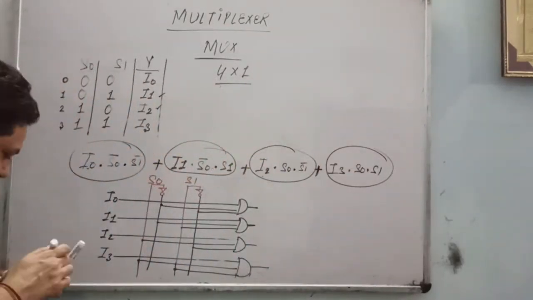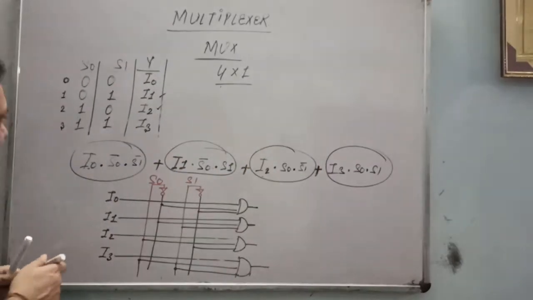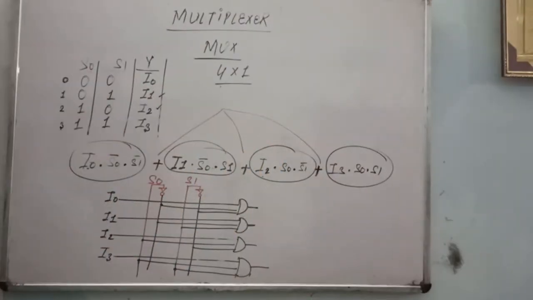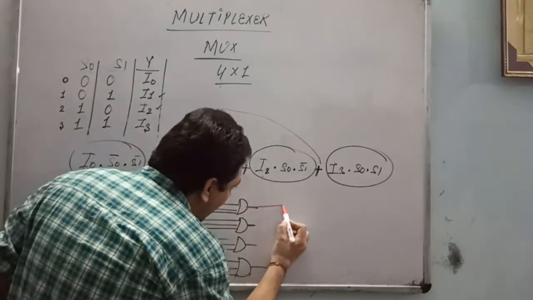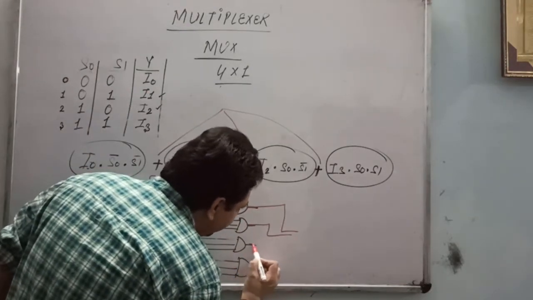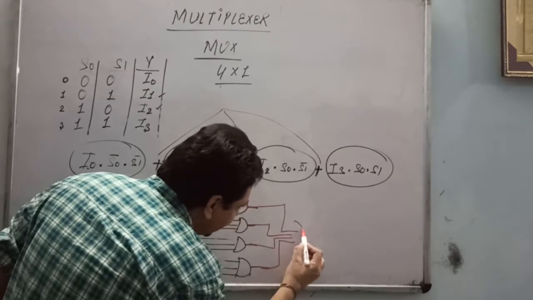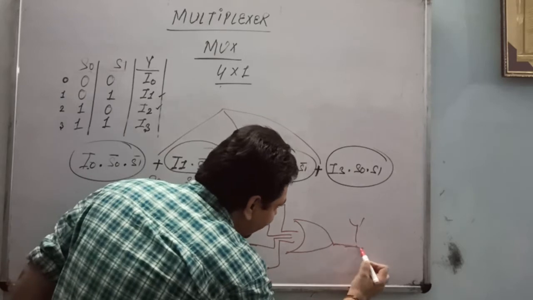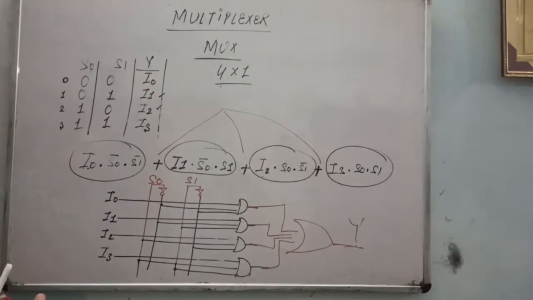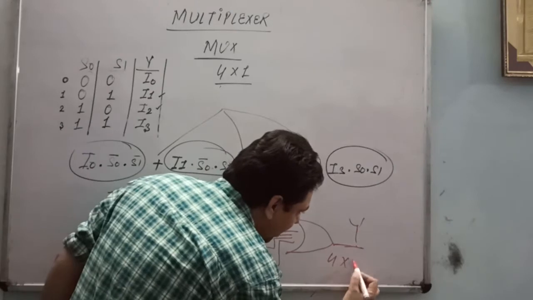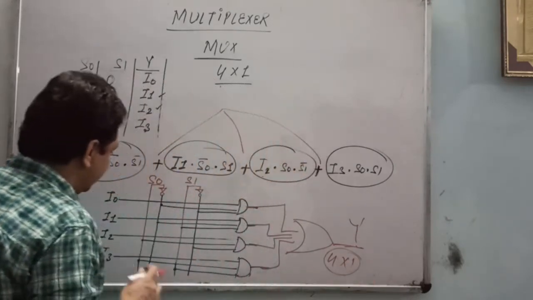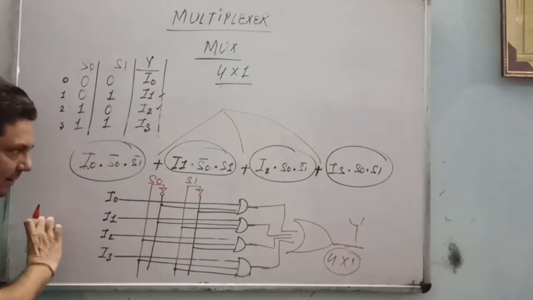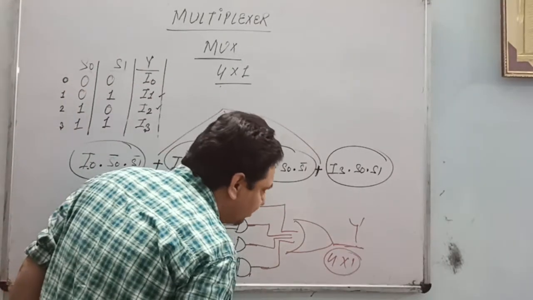Understand? Now, one more thing you have to see in the equation. This plus sign is provided by the OR gate. So all these lines will be passed through the OR gate, and this will be the final output. Understand? This is nothing but the 4 cross 1 multiplexer. These 4 input lines and selection lines are managing and controlling the input lines and producing the 1 output.